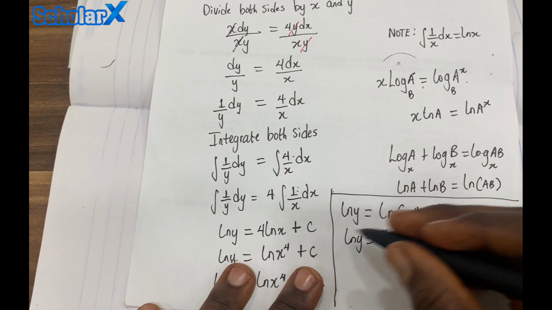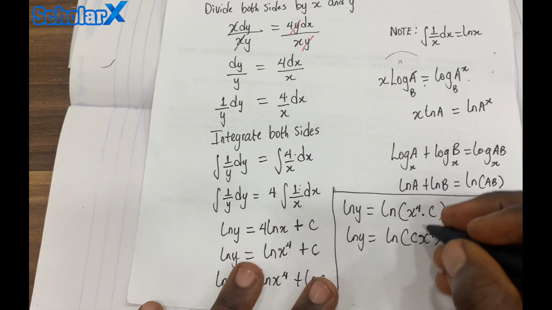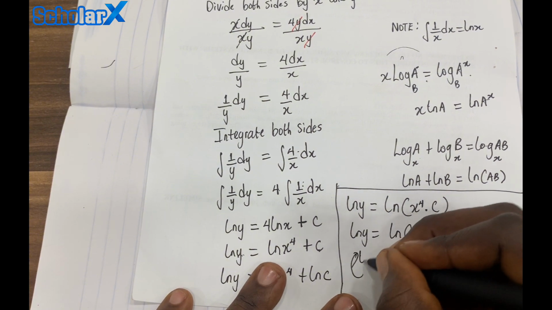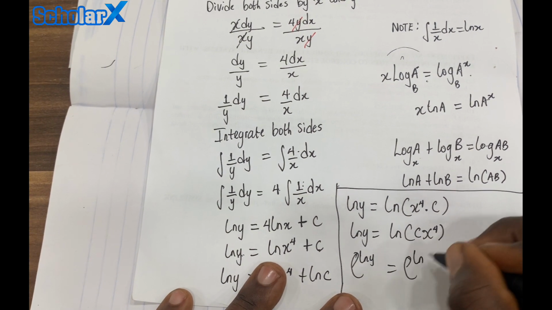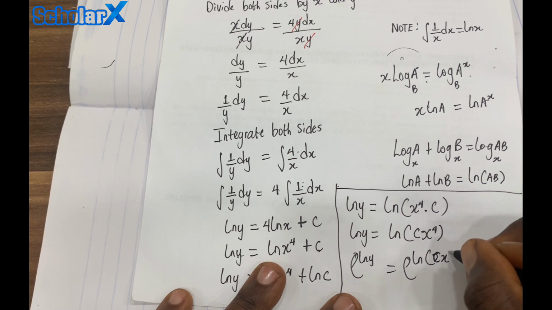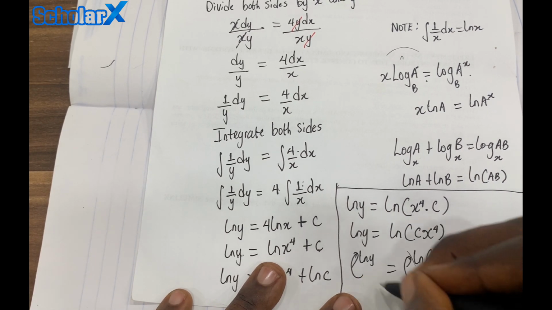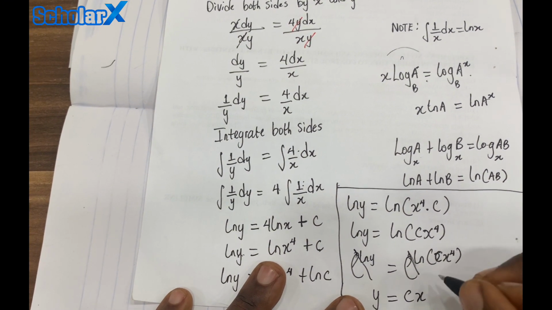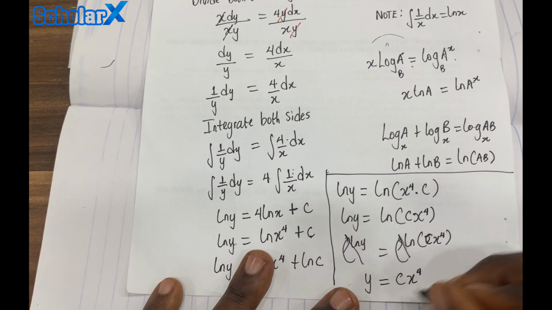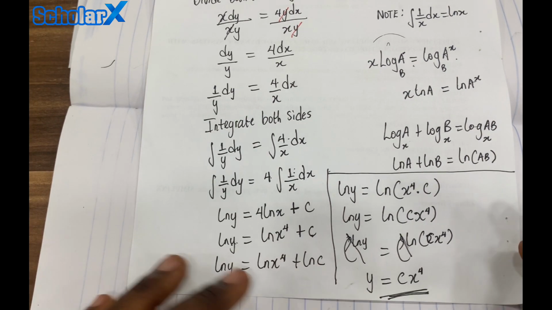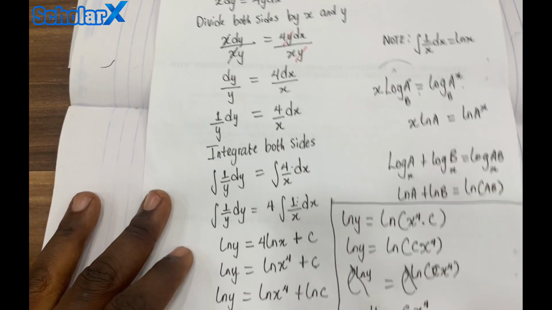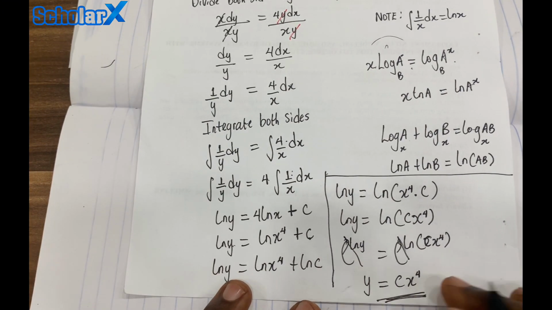Now, when you have ln on both sides, they can take themselves out, or you take the exponential power of both sides. So if you take exponential of ln y and exponential of ln c x to the power of 4, this takes away this, and this takes away this. So we are going to have y is equal to c x to the power of 4. This is the solution to this differential equation, where c is your constant.